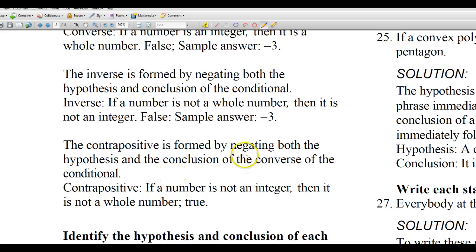If a number is not an integer, okay, not an integer, so let's say 1/2. 1/2 is not an integer. Then it is not a whole number. Right, so 1/2 is not a whole number, like 1 or 5, those are whole numbers.